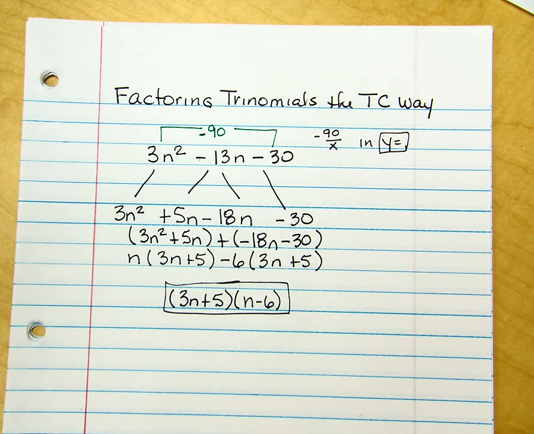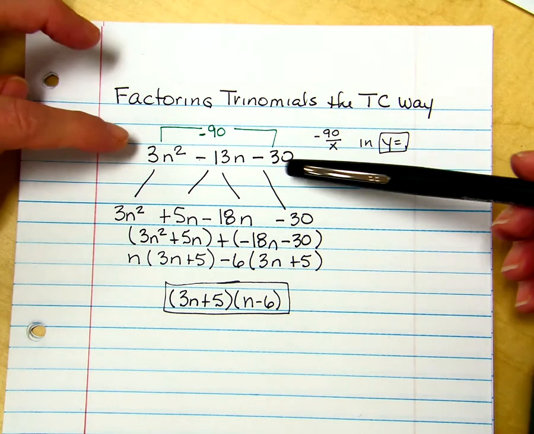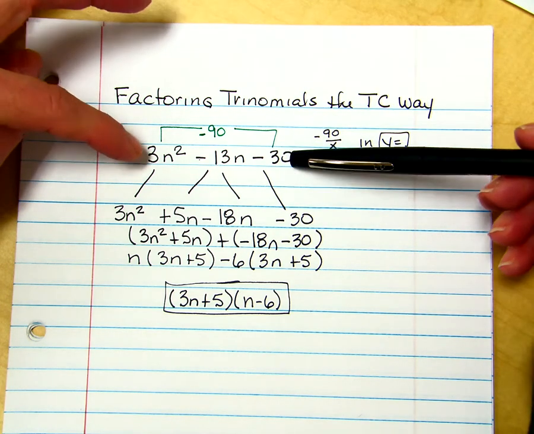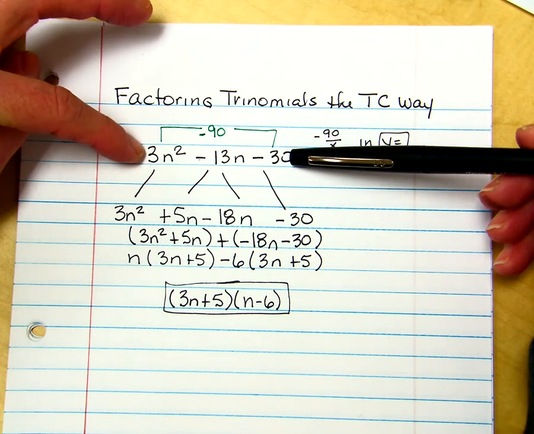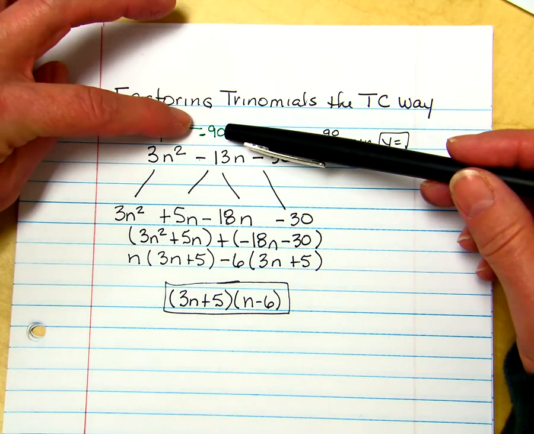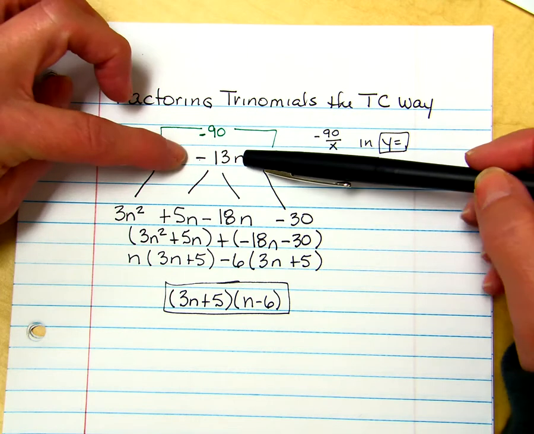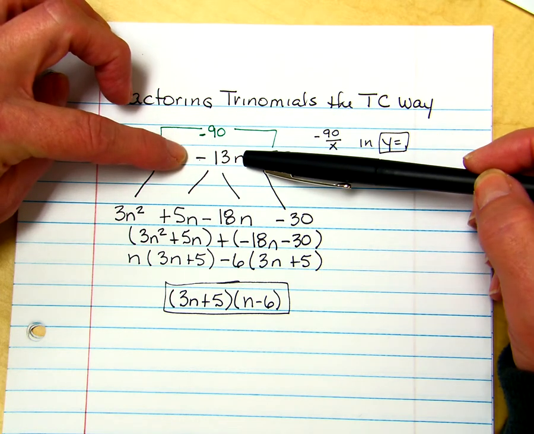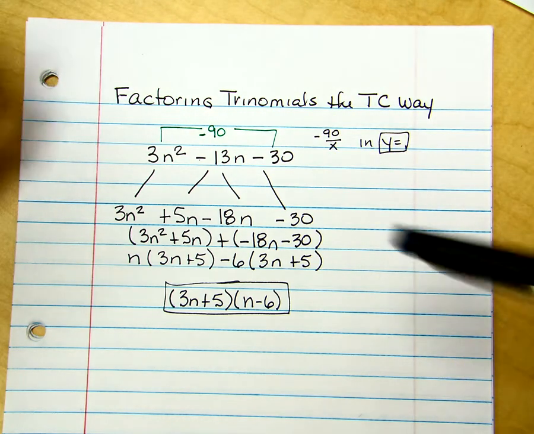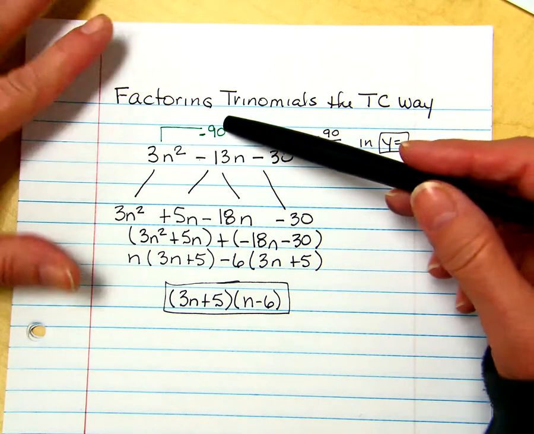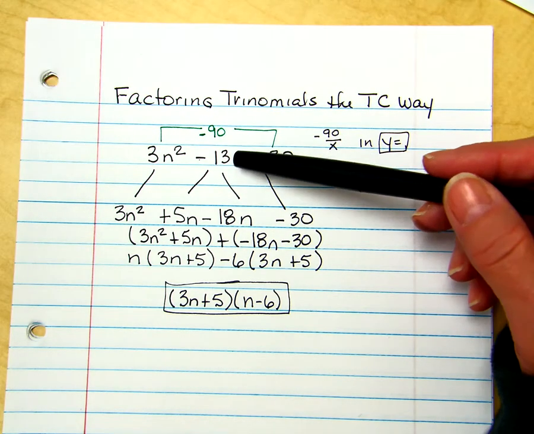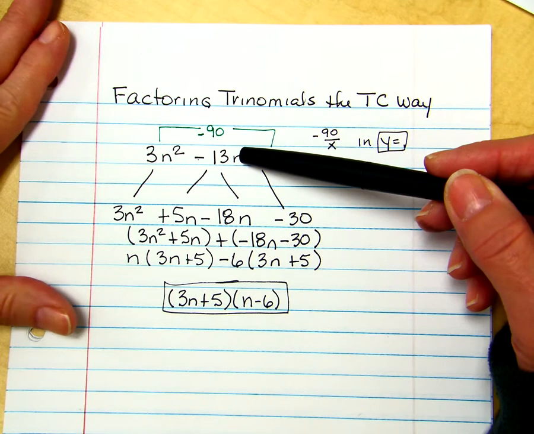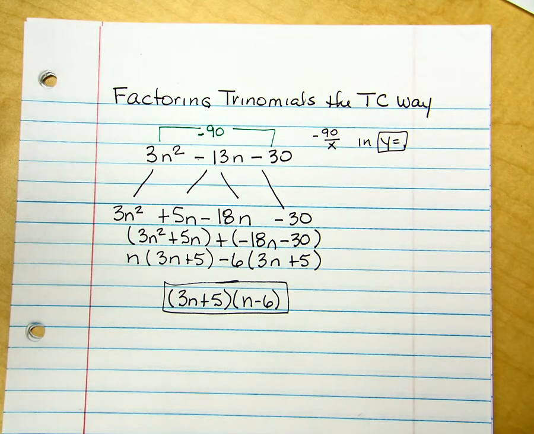This process works for any trinomial where, if you multiply the first and last numbers, you can find factors that add up to the middle term, then it can be factored. If you look at factors that will not give you the middle term, then the trinomial cannot be factored, and you would just leave it in the form that it is in.